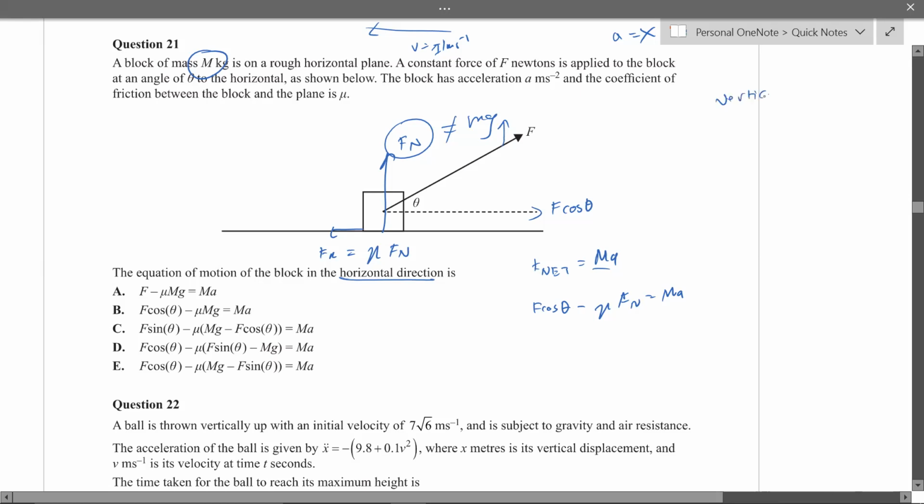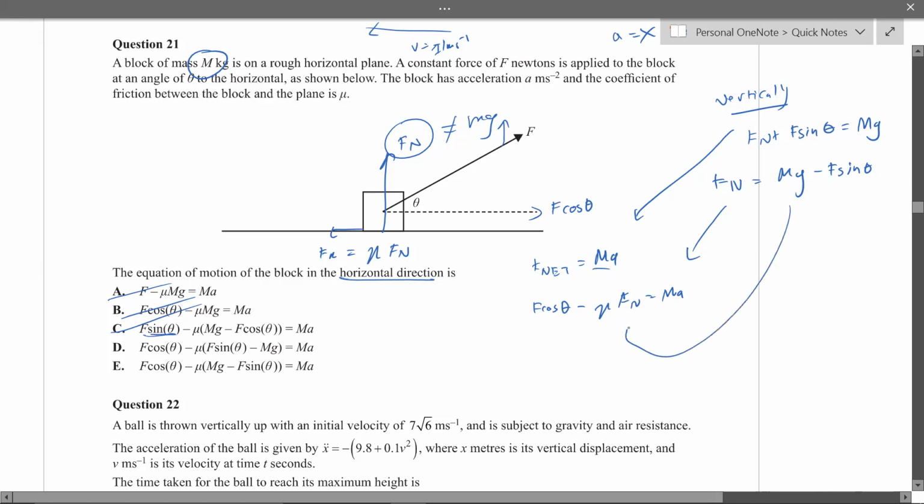So you have to do the same thing, force resolution, vertically. So Fn plus F sin theta equals Mg. So Fn is actually equal to Mg minus F sin theta. Sorry, it's capital M. Then you could just sub that in here, or you could just look and you can get rid of A and B because they're wrong. And you can get rid of C because it should be F cos. And then if you sub this into here, you can see it's going to be E because this is the other way around.